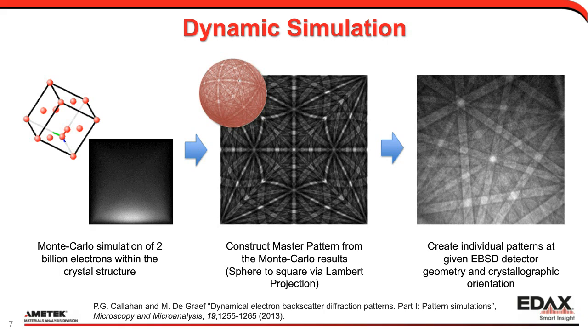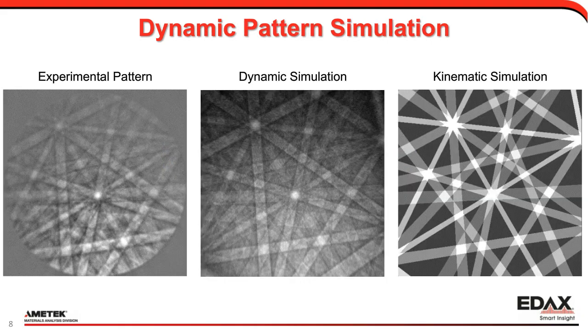So as an example, there's an experimental pattern here on the left, a dynamic simulation in the middle, and a kinematic simulation on the right. And you can see that the experimental pattern and the dynamic simulation look quite a bit alike. You can see some details around the poles, at the edges of the bands, and there's definitely a lot going on there, and it matches quite closely to the experimental pattern, which is great. It allows us then to do some things that we couldn't do before with just the kinematic simulation.